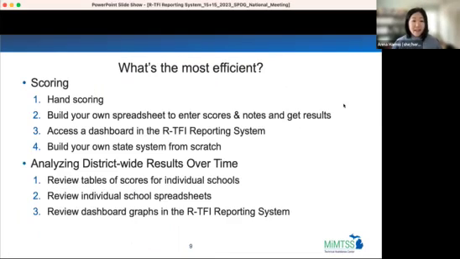Awesome. Okay. So we're transitioning now from talking about the RTFI as an assessment tool to talking about the RTFI reporting system. When you think about scoring a measure like this, which is a self-assessment tool completed by a leadership team within a school, what's going to be most efficient? I've got four options for you here. I'm hoping you'll say a specific number when you think about these different options.